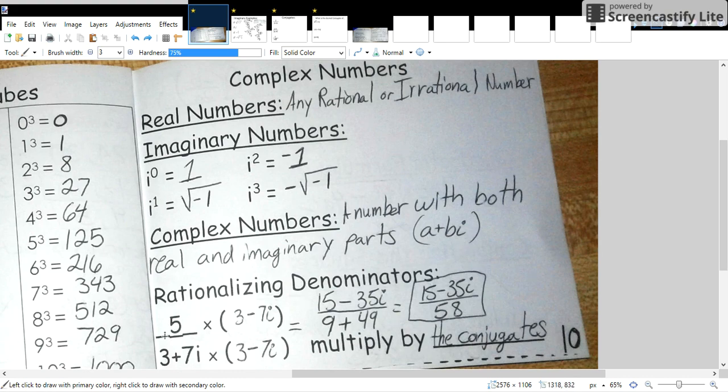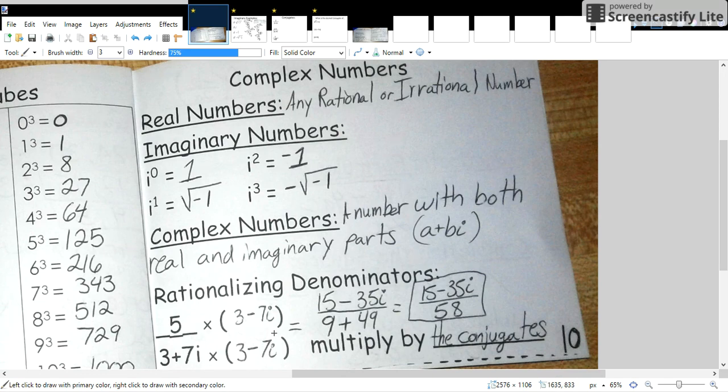So when you have a fraction with an i or a square root, you want to get rid of all the weird stuff at the bottom, the denominator. So to move all that stuff and change it into just regular real numbers and rational numbers on the bottom, we will multiply by the conjugate.